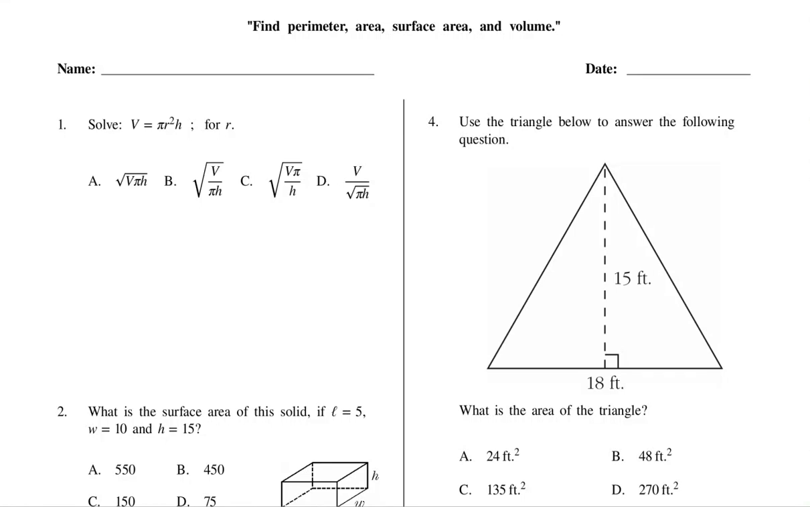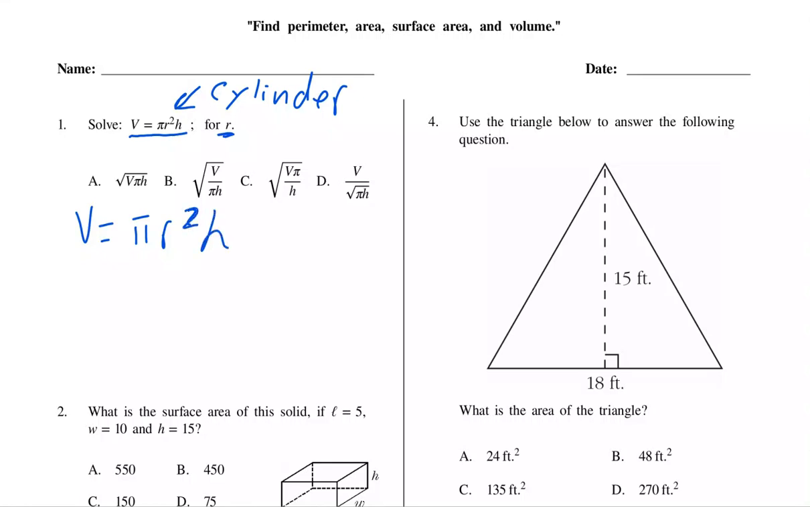Okay, now for the second part, we are finding perimeter, area, surface area, and volume. Okay, what is involved with this also means working with formulas and solving for different variables. So here they gave me a formula of volume equals pi r squared h. This right here is my formula for volume of a cylinder. They want me to solve for r. So I'm going to take V equals pi r squared h.